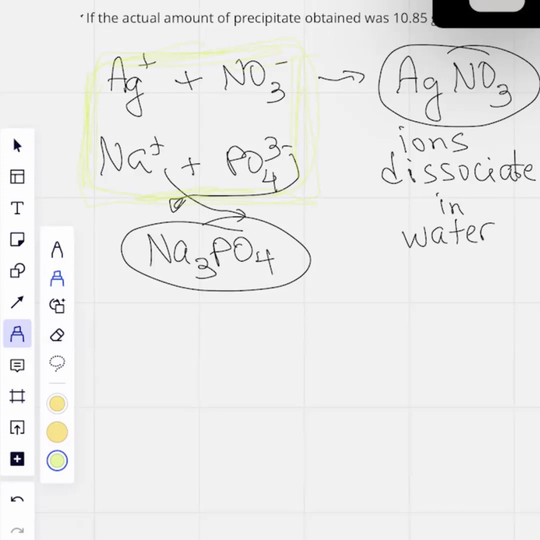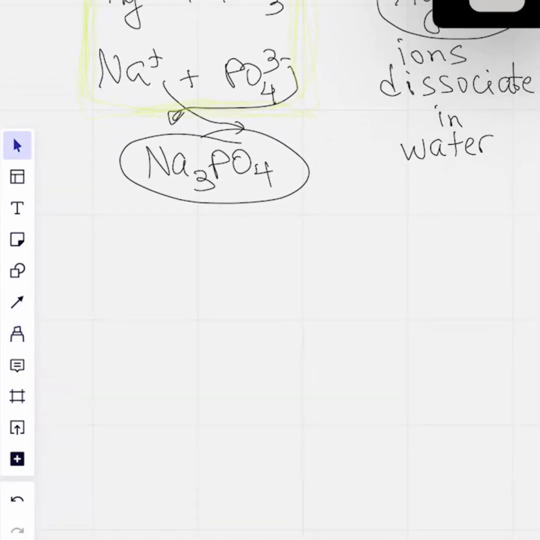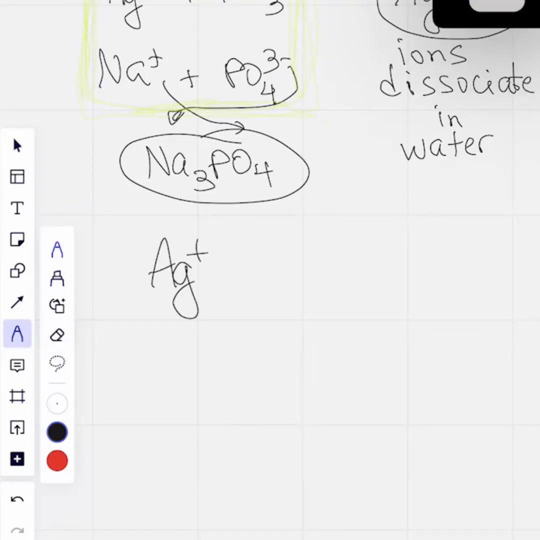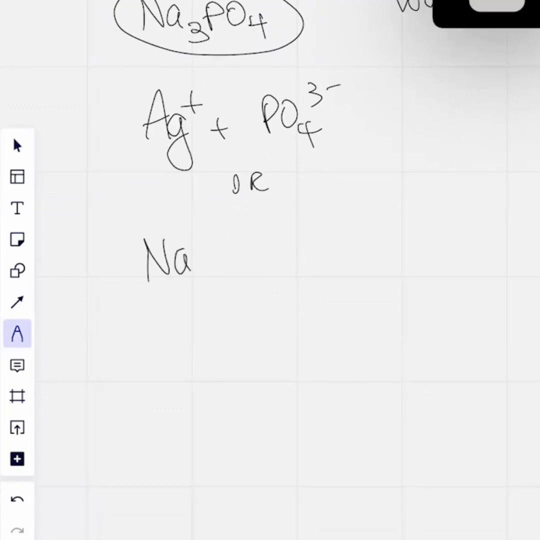Those are the species that are going to be present in water. And so in water, these guys can combine. The idea is that if any combination of one of the cations with any of the other anions gives you a compound that is no longer soluble, you're going to get a precipitate. Now let's see who it is. Let's postulate who we could have. We could have silver combined with phosphate, or we could have sodium combined with nitrate.